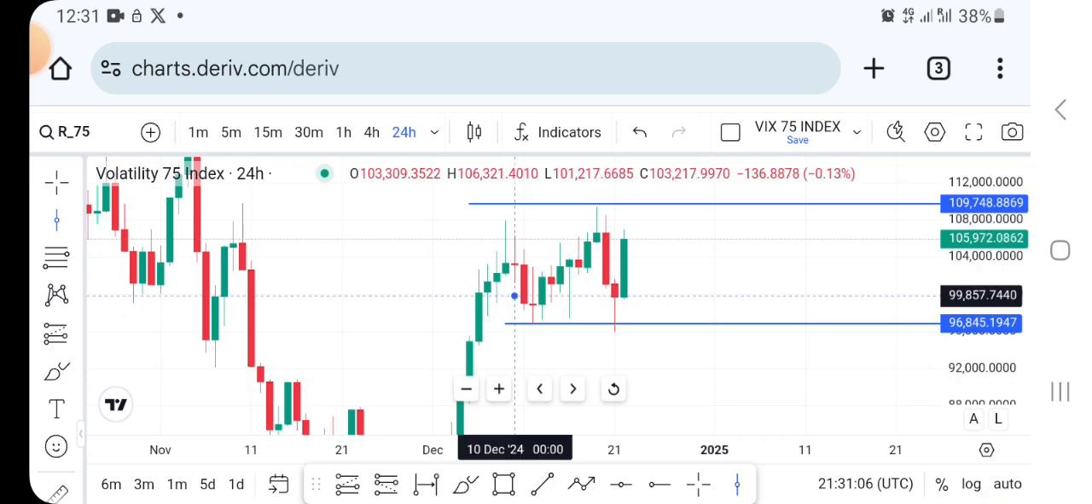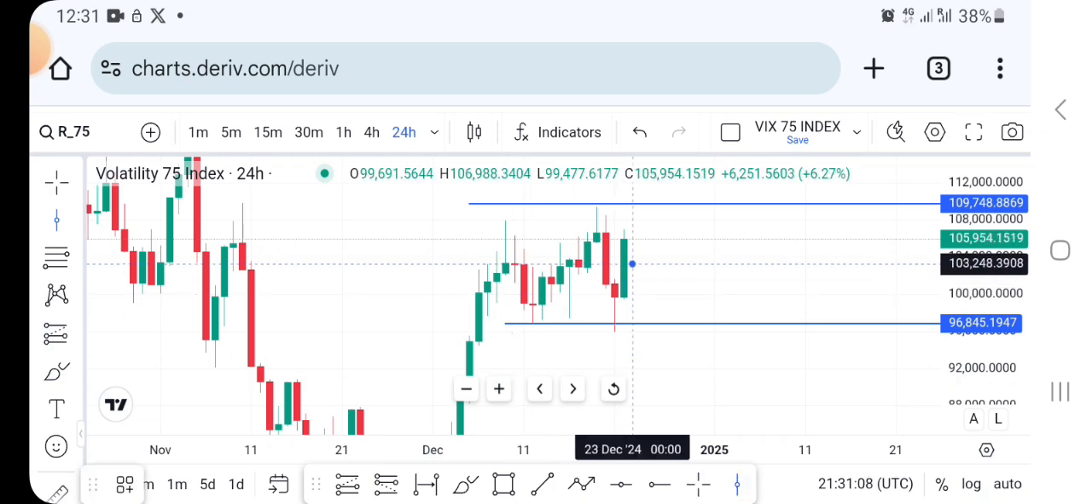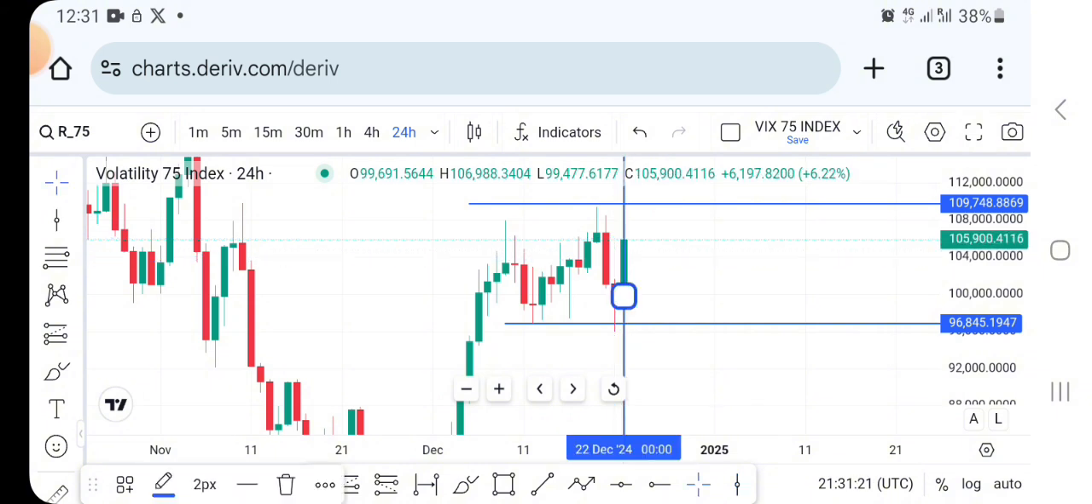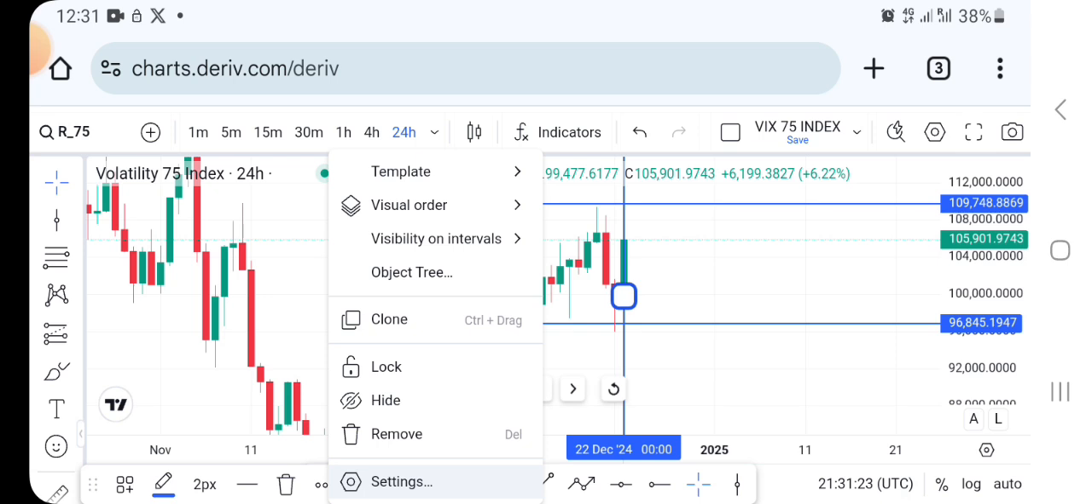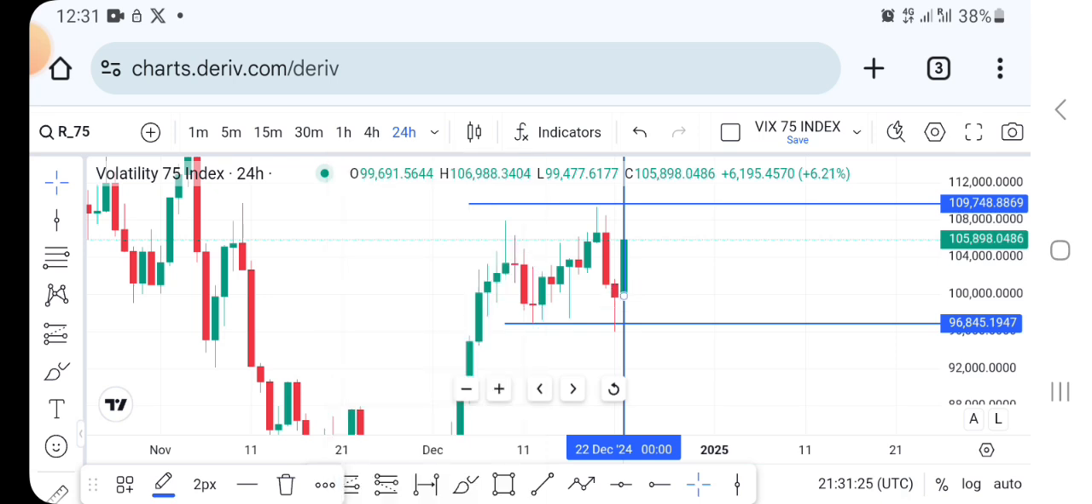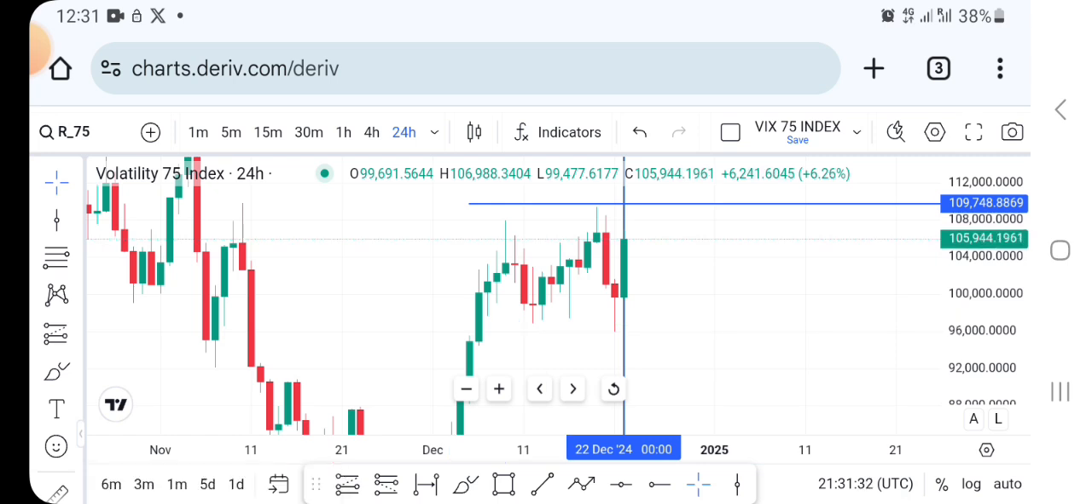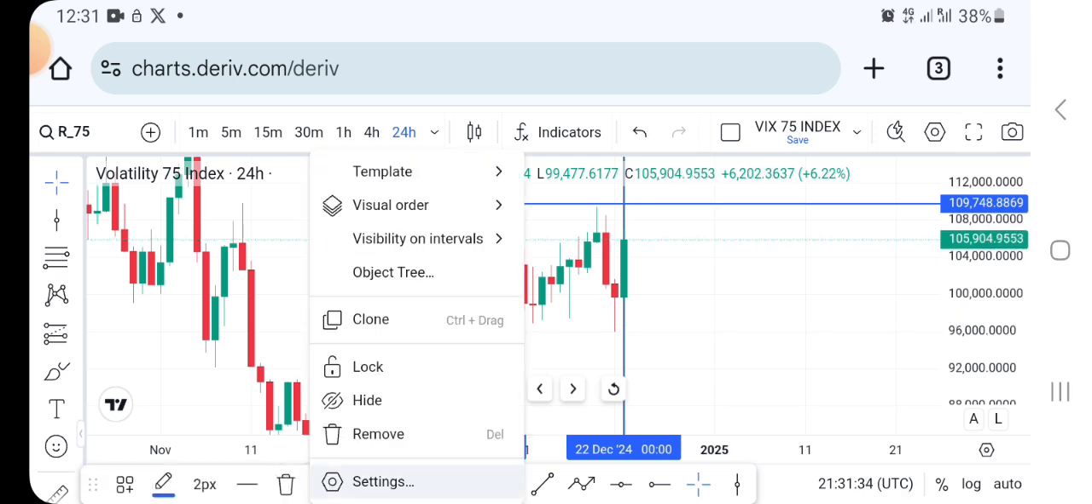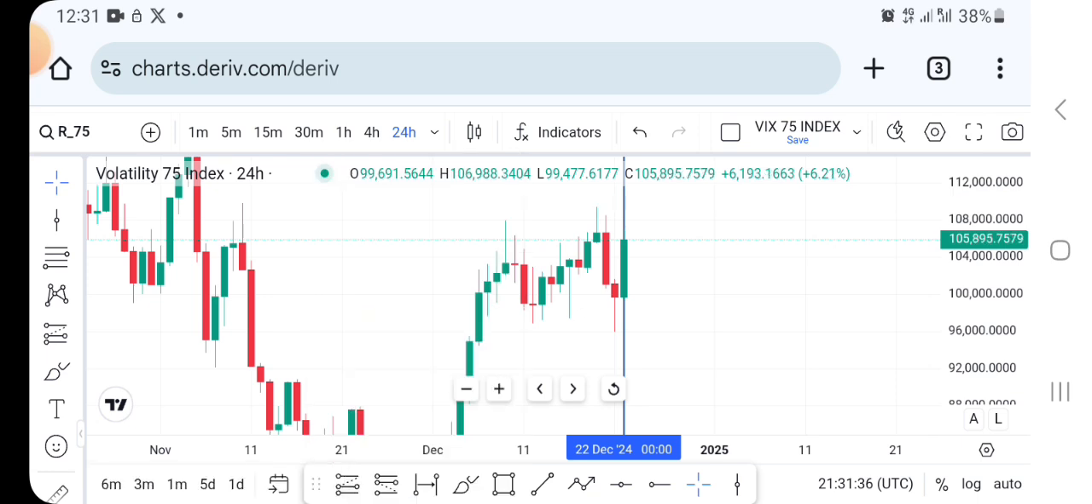So what we have to do, we get our vertical line and we mark the present candle. We mark it like that with a vertical line so it does not move anywhere. And then we know this is our ranging market. We have to delete them because we have already understood it.